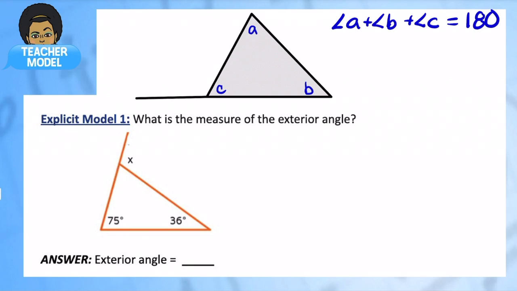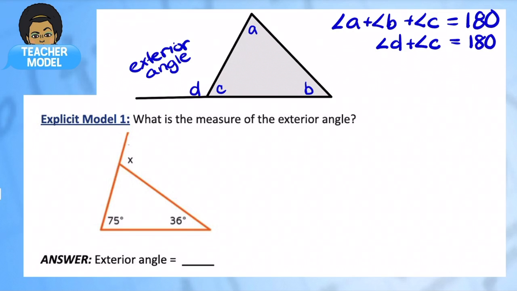But we're going to talk about the exterior angle, and that means an angle that is outside of my triangle, and I'm going to call this angle D. So it's out here. What do you notice about angle D and C? Look really carefully at the two of them together. You'll see that the two of them also make a straight angle of 180 degrees. So angle D plus angle C is equal to 180.